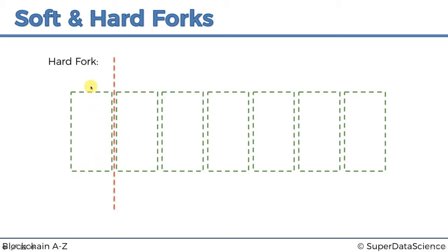We're going to start with a hard fork. First I wanted to mention that in our placeholders we're going to have two rows. The top row is for miners who haven't upgraded to the new rules, and the bottom row is for miners who have upgraded to the new rules. And so our blockchain will either be on the top or on the bottom.